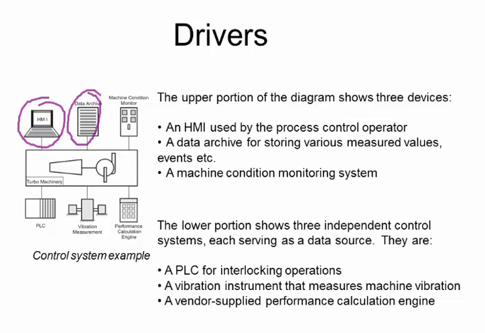Okay, we're archiving the data so we can make decisions about it, and we've got a machine monitoring system, looking at maybe vibration or bearing temps or something like that. Again, three independent control systems: a PLC, some measurement up here, and a performance calculation engine. Vendor supplied, it might be a GE thing looking at your train prime mover, for example, doing performance calcs on it to optimize the diesel use, those sorts of things. So, again, you've got machinery in the middle here. Could be a turbo generator, could be all sorts of things.